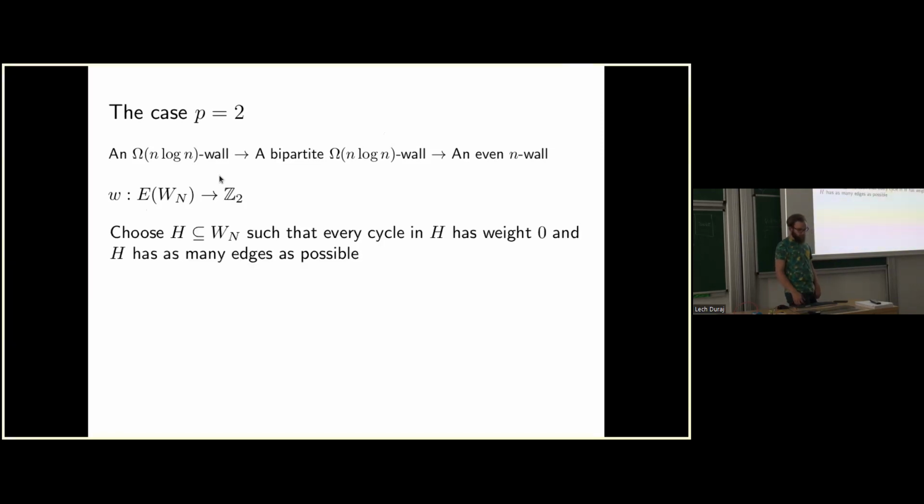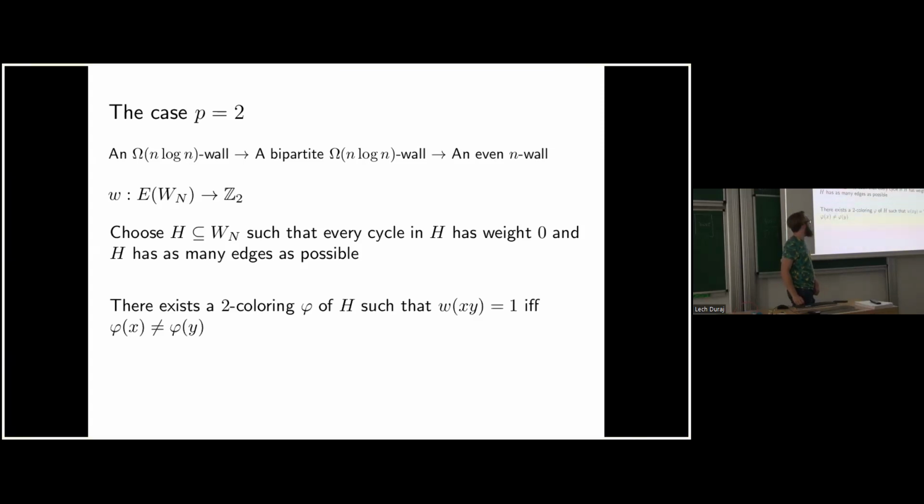So we start by choosing a subgraph of our wall Wn which has the property that every cycle has weight 0. This is equivalent to saying that we consider a subgraph of Wn that is bipartite, right? If we're dealing with this edge labeling, this is the equivalence of bipartiteness. So we want to consider the bipartite subgraph of Wn which has as many edges as possible.